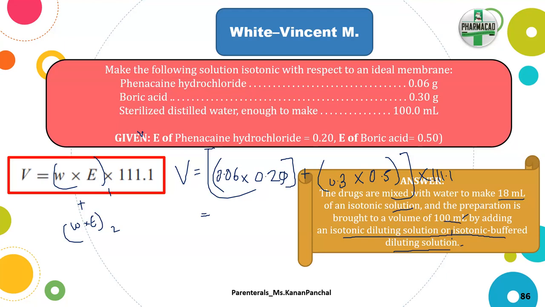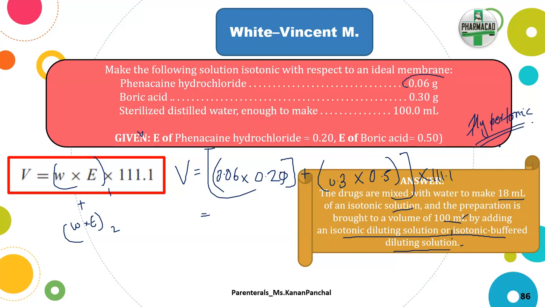Now don't worry about White-Vincent method. The main common two methods are going to be your cryoscopic and sodium equivalent method. This White-Vincent is specially for your hypertonic solution. I forgot to tell you. It's for your hypertonic solution where you further have to just dilute. That is why you don't have a tonicity modifier in this solution. Fine? That is the thing.